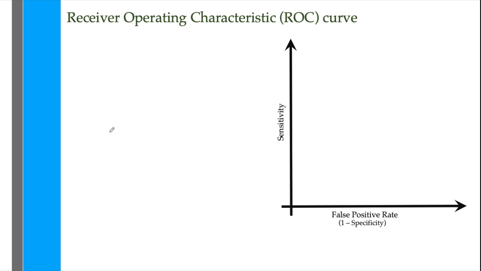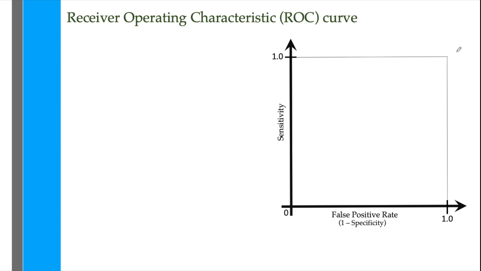Now, since the highest possible value of sensitivity and specificity is 100%, we know that the highest value of sensitivity will be 1, and the highest possible value of false positive rate or 1 minus specificity is also 1. Since the lowest value of specificity is 0, then 1 minus 0 gives us the highest possible false positive rate, which is 1. And of course, the point of origin here has a value which is 0, 0.